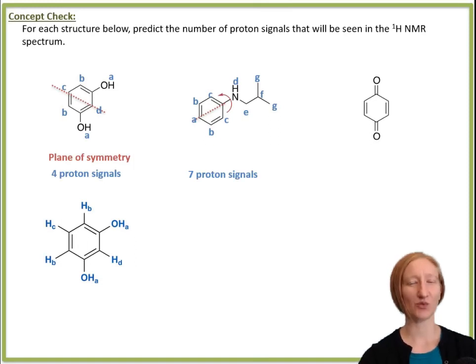In the last example, we have 2 planes of symmetry and only one kind of proton. So this structure will show only one signal in the proton NMR spectrum.